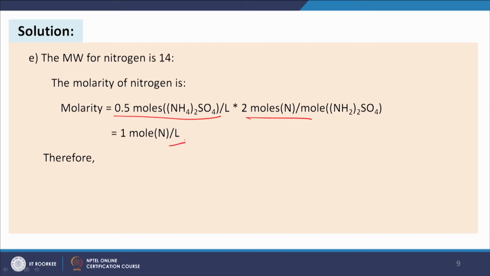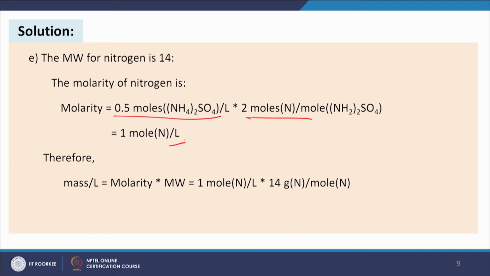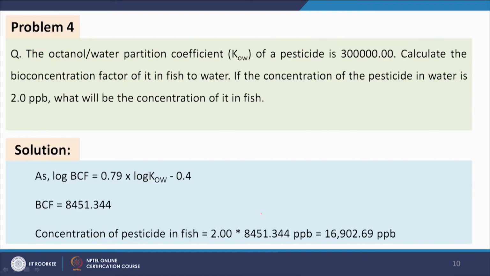So, 1 mole nitrogen per liter. Therefore, mass per liter is equal to molarity into molecular weight. So, 1 into 14 gram per mole. So, we are getting here 14 gram nitrogen per liter, or 14 gram ammoniacal nitrogen per liter we can say. So, that way we can solve the problem.